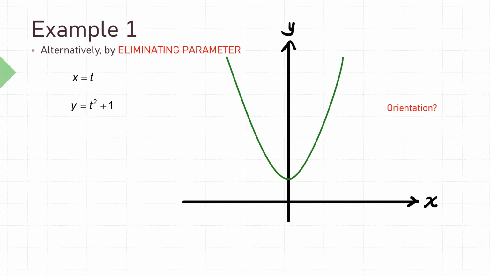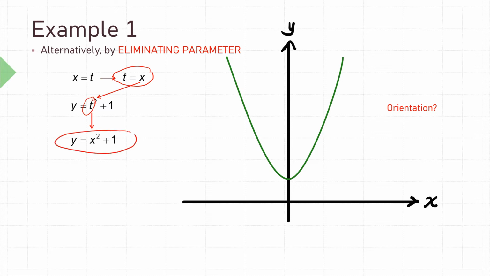Alternatively, we can eliminate the parameter from the parametric equations. Suppose we have x equal to t, so we can rewrite t equal to x. We can substitute t equal to x inside y, so the variable t is changed to x, and we get y equal to x squared plus 1.